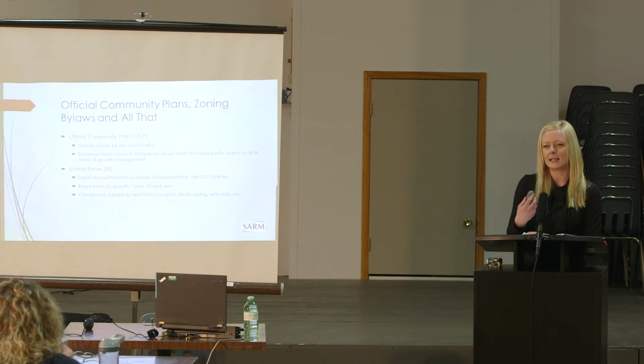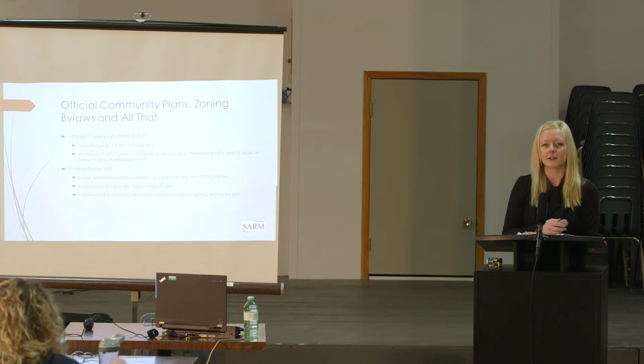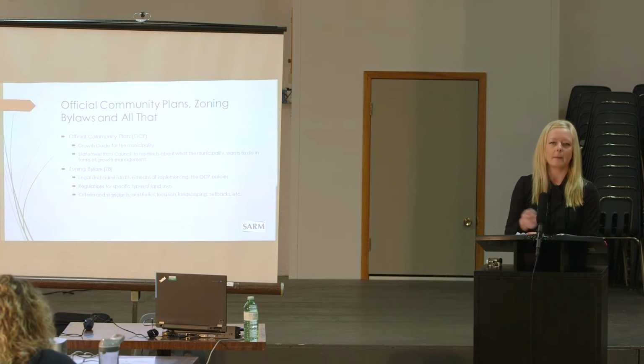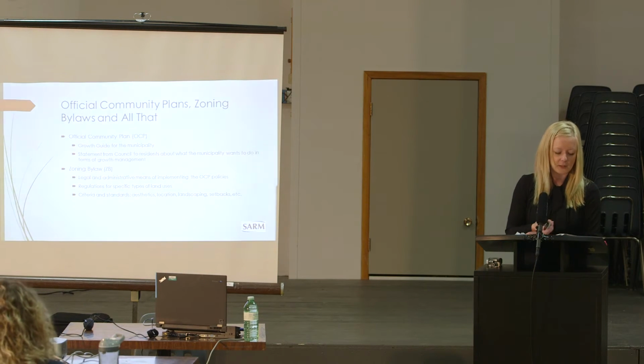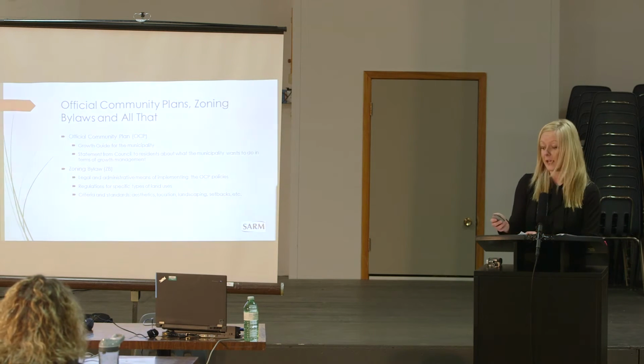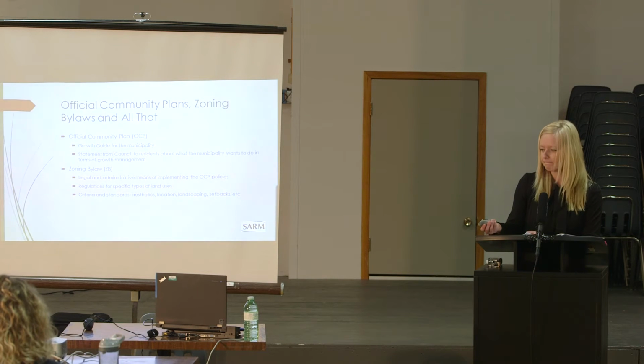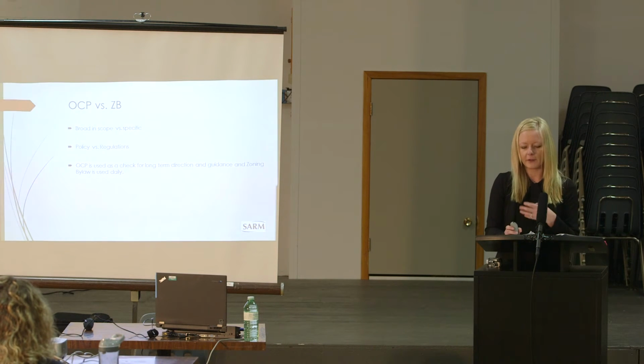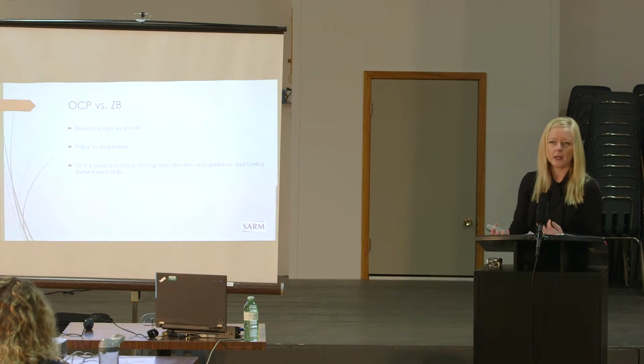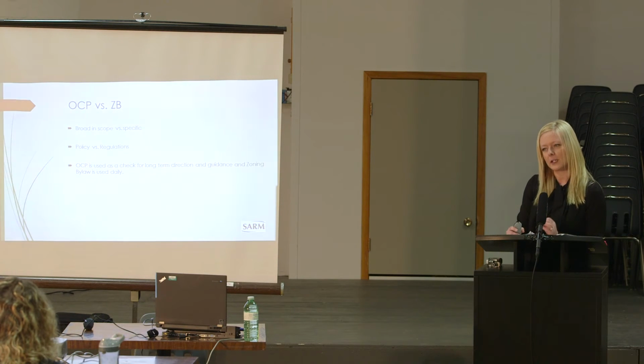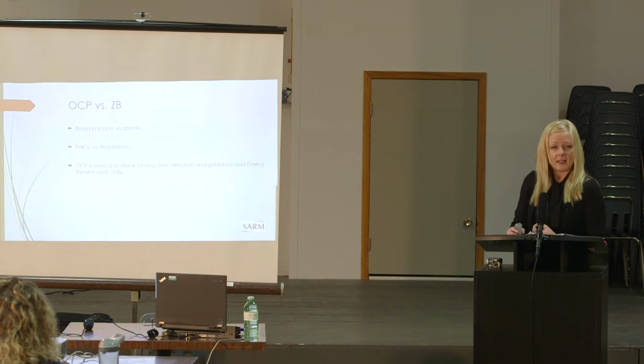Your zoning bylaw is more specific. It implements the policies that are in your official community plan, so it has those specific regulations. So, okay, an intensive livestock operation is a discretionary use in the ag district, okay? So it's more specific, it has such and such a setback from a house. So it gives you those criteria and specific standards for different types of land uses. So what's the difference? Well, your OCP or your official community plan, it's really broad, like I had said. It's broad in scope where your zoning bylaw is specific. Your OCP is your policy and your zoning bylaw are your regulations.